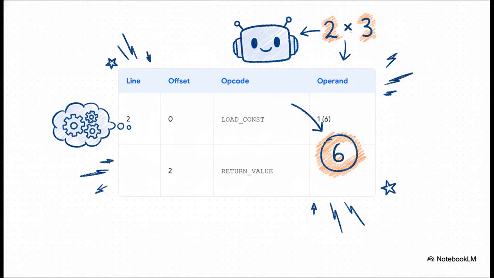This is where the compiler shows off a little bit. It uses an optimization technique called constant folding. Before your code even runs, the compiler sees that expression 2 times 3, it calculates the result itself, and it replaces that entire operation with a single instruction, LOAD_CONST 6. It does the work just once, which saves the virtual machine from having to do it every single time the function gets called. Pretty smart, huh?